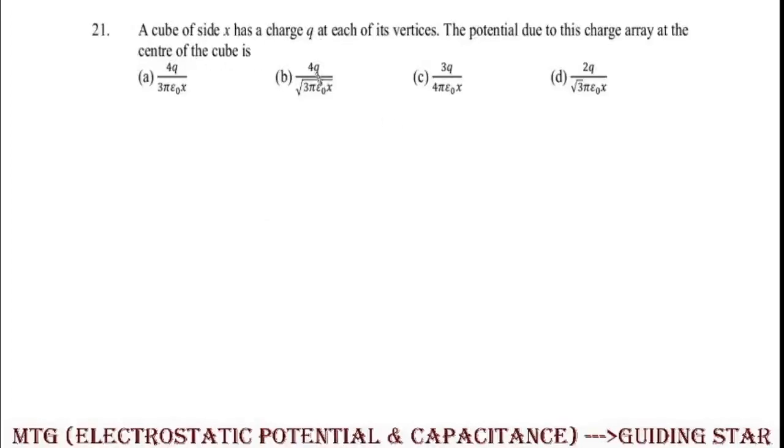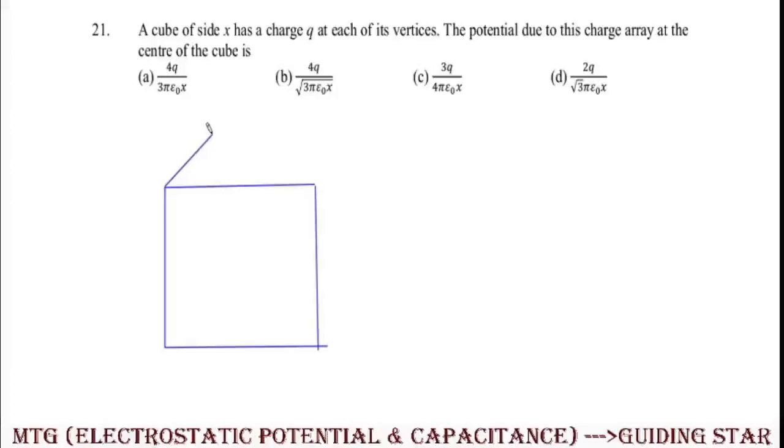Next, question number 21. Here in this question, a cube of side x has a charge q at each of its vertices. The potential due to this charge array at the center of the cube is. Okay, so here what it's saying is that let us consider a cube first. Draw a cube first, then only we can understand what the actual system is. This is a cube whose side is x.